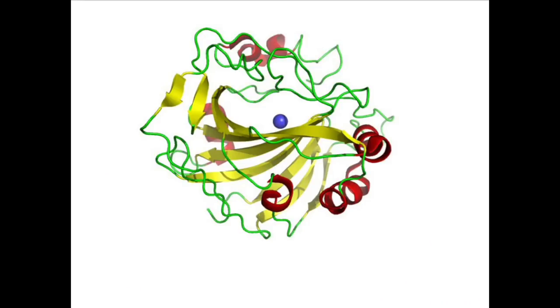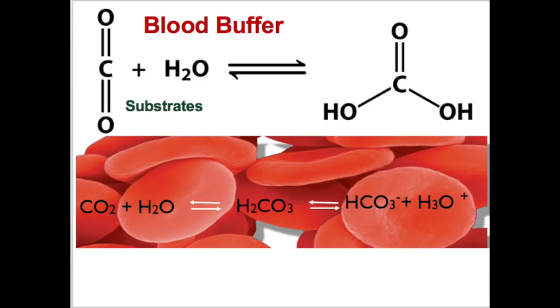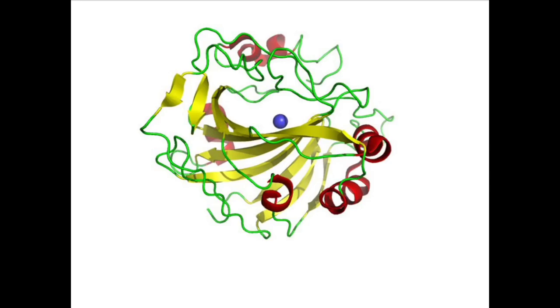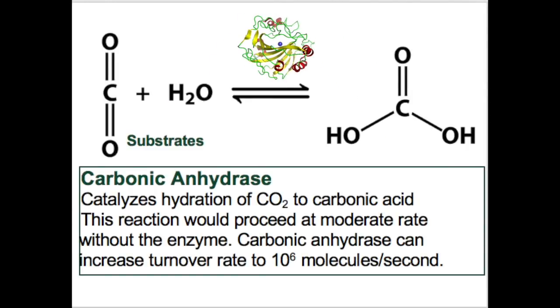So how do cofactors help enzyme catalysis? Well, to look at this, we're going to look at an enzyme that works very, very fast. And we've seen the reaction that it catalyzes before when we looked at blood buffering systems. This is the enzyme carbonic anhydrase. The enzyme is shown in ribbon diagram, and the zinc metal is shown as a blue sphere in the active site. This enzyme catalyzes the hydration of carbon dioxide to carbonic acid.